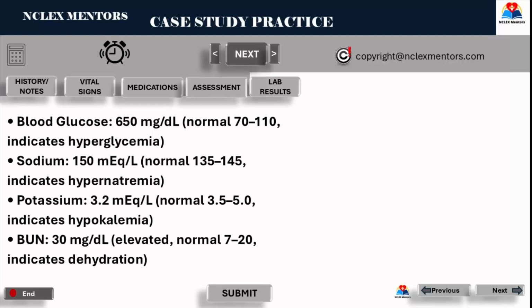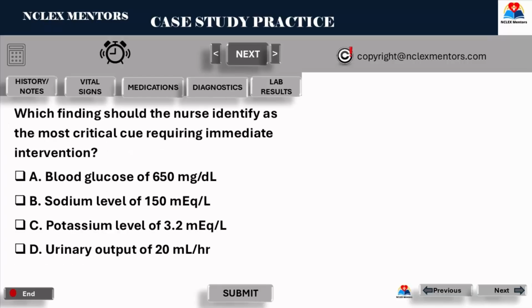Let's go through the questions now. I'll give you a second to read and think before we dive into each explanation. Question 1. Recognize cues. Which finding should the nurse identify as the most critical cue requiring immediate intervention? Options. A. Blood glucose of 650 milligrams per deciliter. B. Sodium level of 150. C. Potassium level of 3.2. D. Urinary output of 20 milliliters per hour. Take a second and think. What's the most dangerous piece of information here?